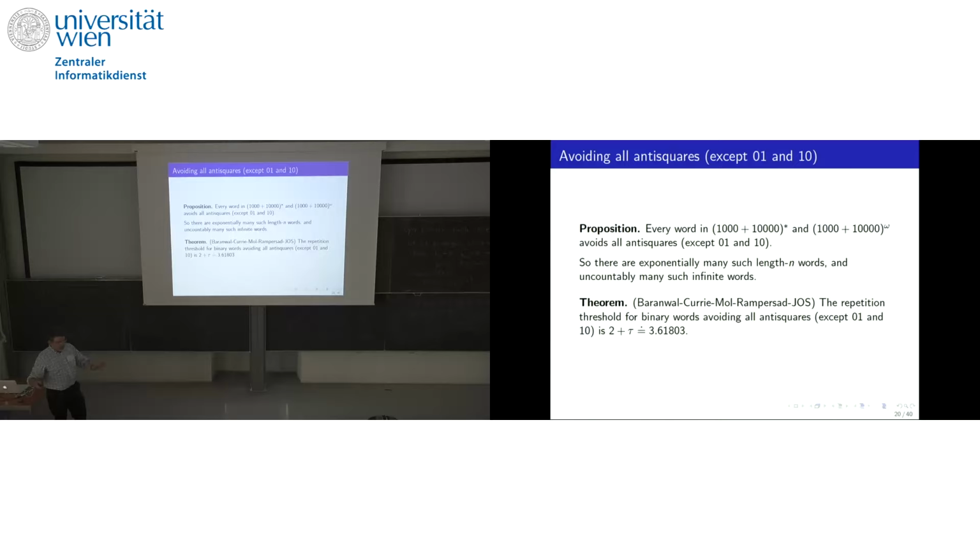Okay, so now what we could do is we could say, that's too generous to just say you want to avoid antisquares. Let's look at what kinds of repetitions we can avoid. So let's ask for what the repetition threshold is for words that avoid antisquares, except 0, 1, and 1, 0. And it turns out to be, once again, 2 plus the golden ratio.